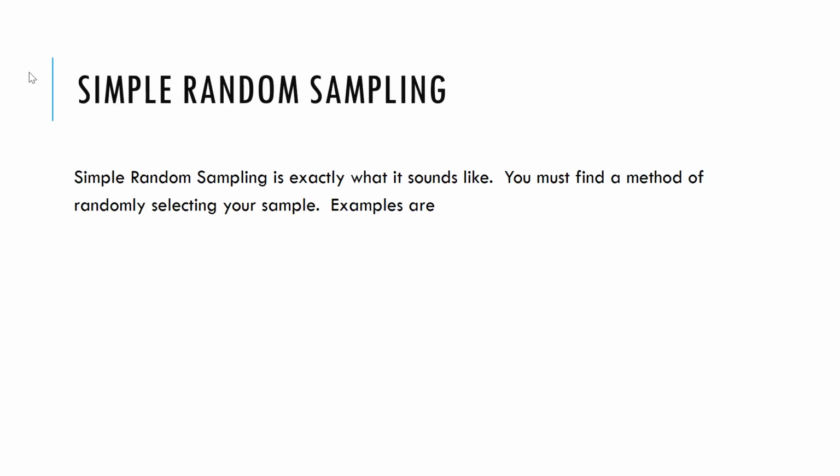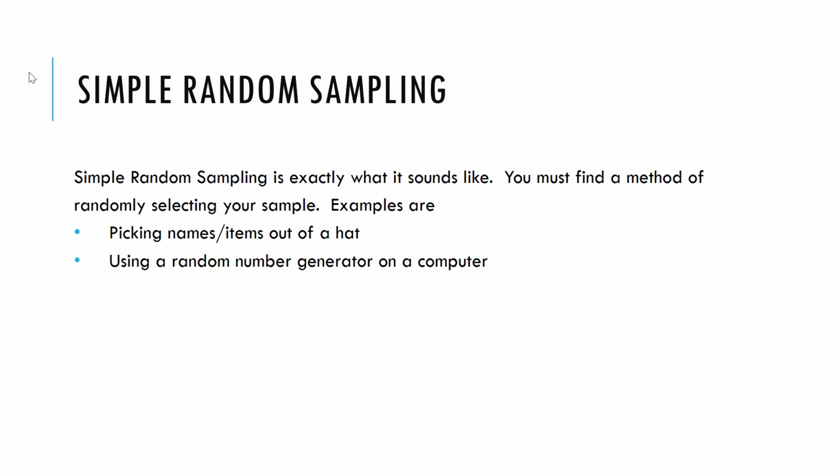In simple random sampling, we have to find a method to randomize our selection. Remember, that means that we have to give each member of the population an equal chance of being chosen. Some examples would be picking names or items out of a hat or a bag or a box, or using a random number generator on a computer.